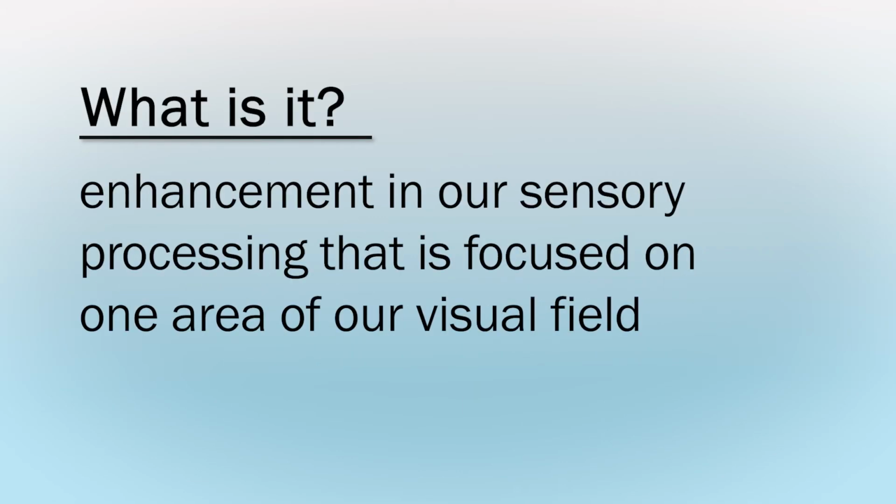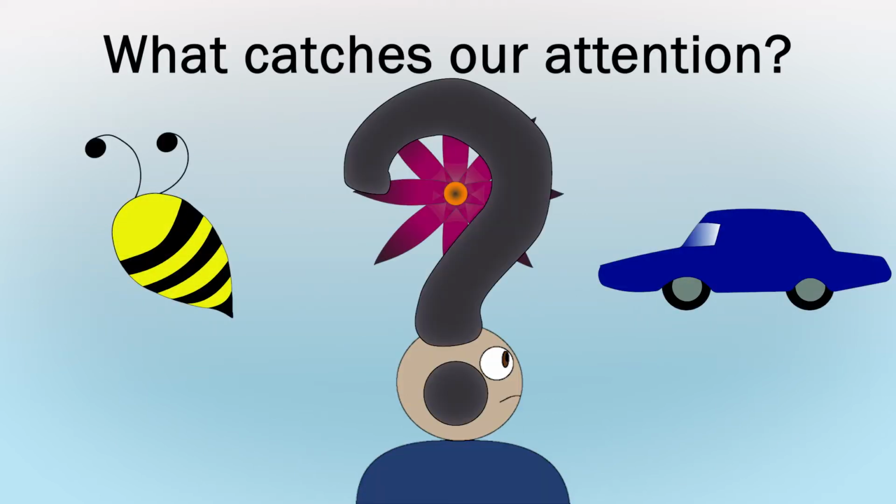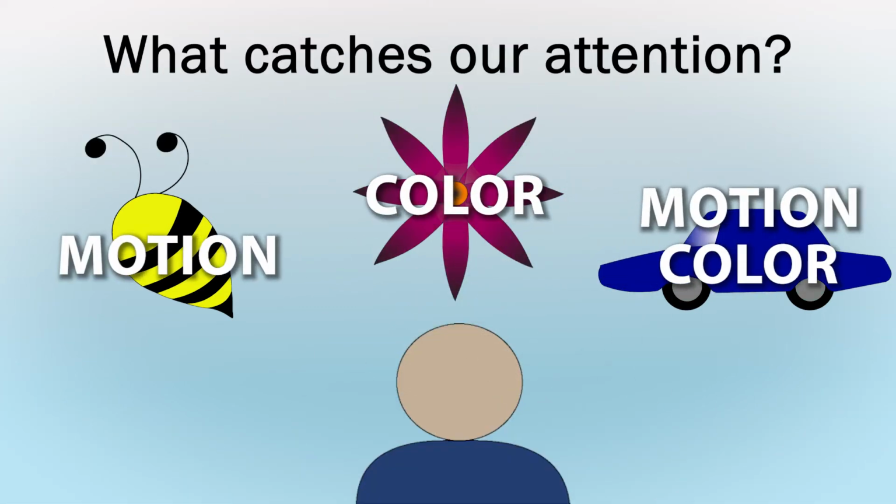Human attention helps us navigate our surroundings and determine what is of importance in that moment. Attention itself can be defined as the enhancement in our sensory processing that is focused on one area of our visual field. Our attention is not pulled randomly or sporadically. In fact, there is a fairly well understood basis for what features or events call our attention.